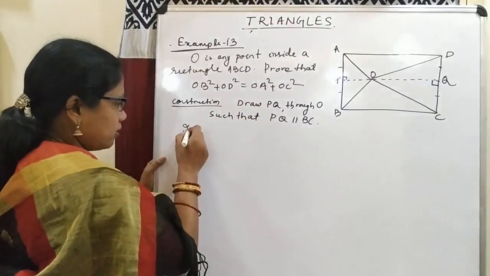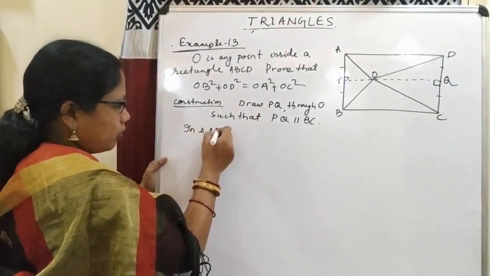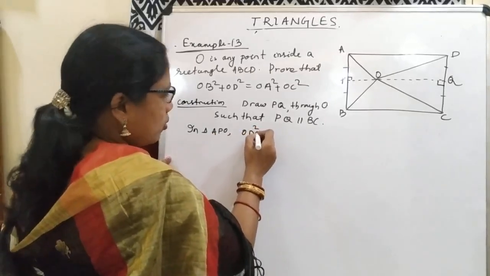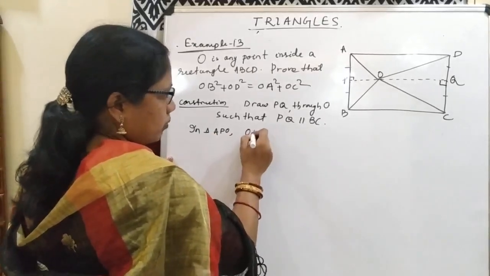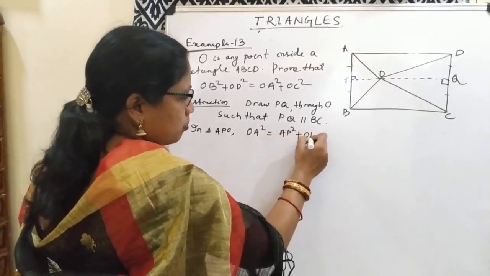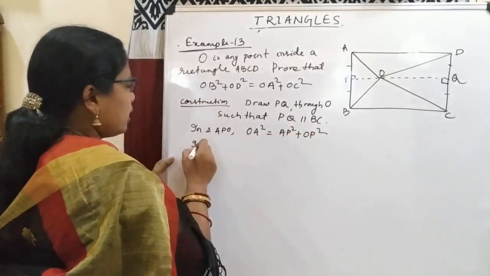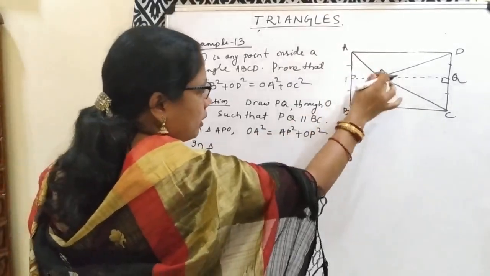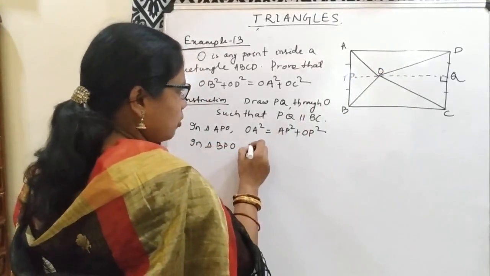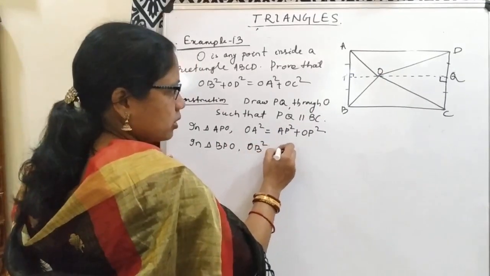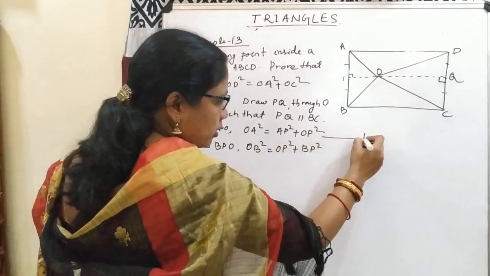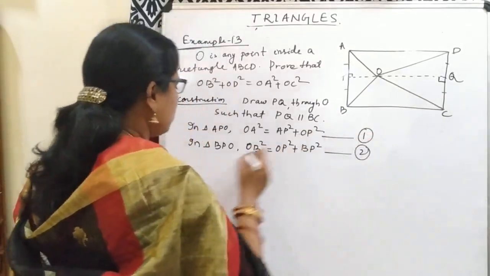In triangle APO, OA square is equal to AP square plus OP square. Then in triangle BPO, OB square is equal to OP square plus BP square. So let the name of this equation be 1, and this is 2.